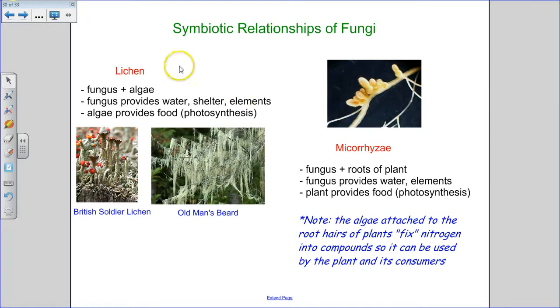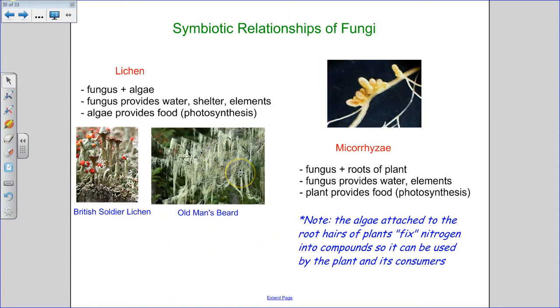So you should know what the type of relationship is called, what the type of organism is called, what two things make it up, and what each of them provides within the relationship. Here's an example of a lichen, British soldier lichen. We have them on the island. You'd usually find them in the woodlands, and they're pretty cool. They're not very big, maybe an inch high or so. They're white with little red tops, so they're called British soldier lichen.